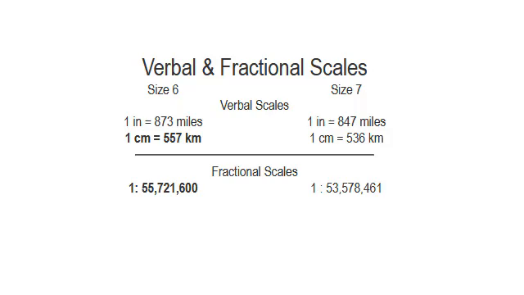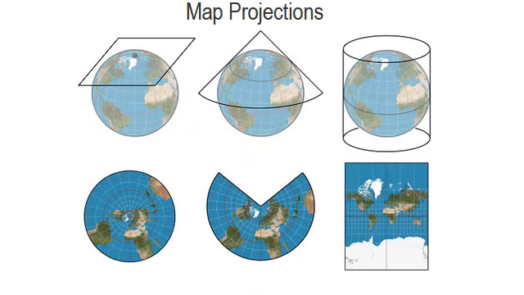It is easily converted into a verbal scale using metric units. 1 centimeter equals 557 kilometers. The concept of scale on map projections is more complex. The spherical three-dimensional surface of the Earth is projected onto a geometric shape that can be flattened to form a two-dimensional map.